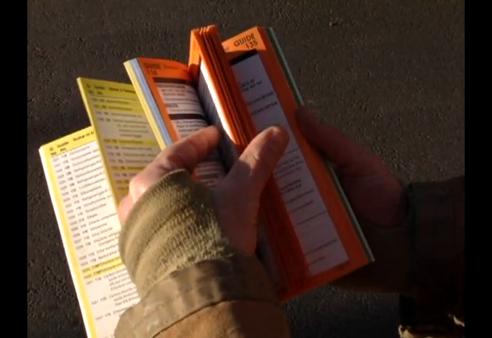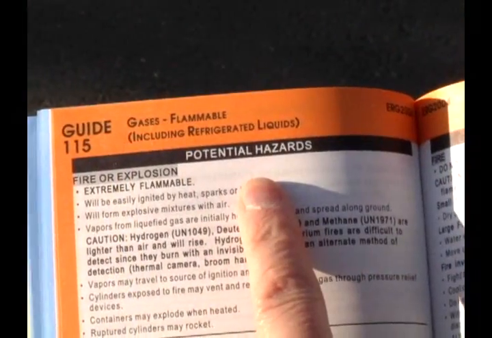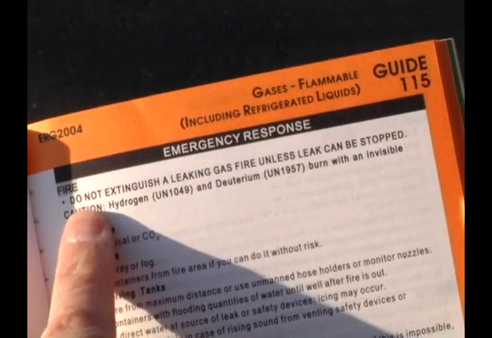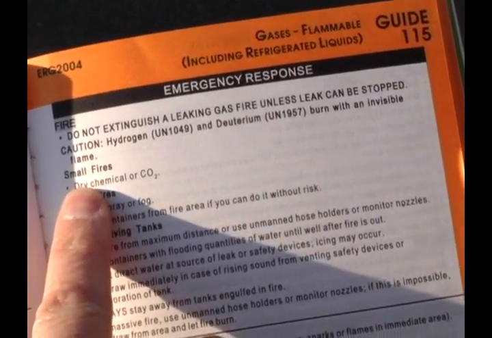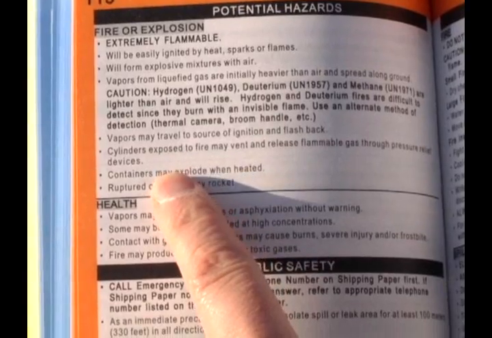Step 3 is to match the guide number with the material in the orange bordered pages. The orange section is the most important in the guide because it describes potential hazards, suggested public safety measures, and recommends emergency response actions, including first aid. It will also provide detailed information about the chemical.